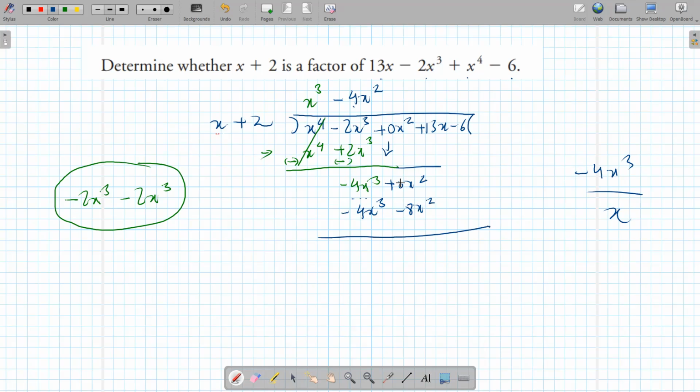And this was a 0 here. And then we subtract, which means the signs flip. This becomes a positive, and this is also going to become a positive, which gives us 8x squared. Since we canceled something out, we're allowed to bring the next term down. How many times does x go into 8x squared?